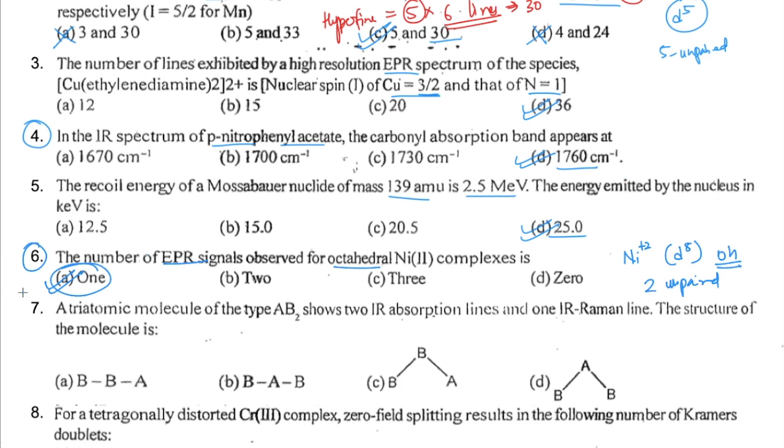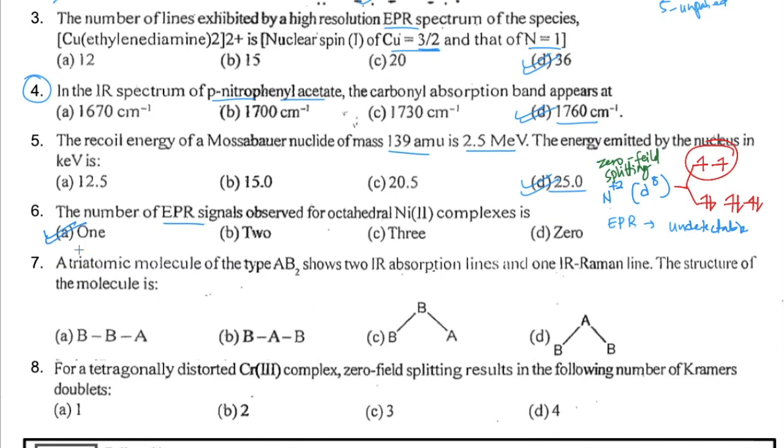Alright, now let's look at the next question. The next question says that the triatomic molecule of type AB2 shows 2 IR absorption lines and 1 Raman line. So the structure of the molecule is? Now if the molecule is showing 2 IR absorption lines, that means there should be 2 modes which are IR active, and 1 Raman line, that means there should be 1 Raman active mode.